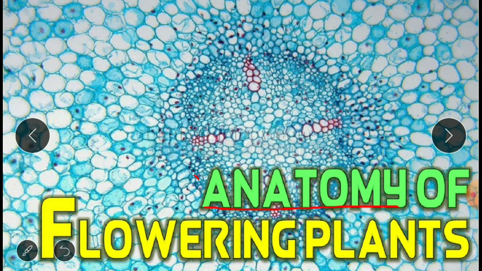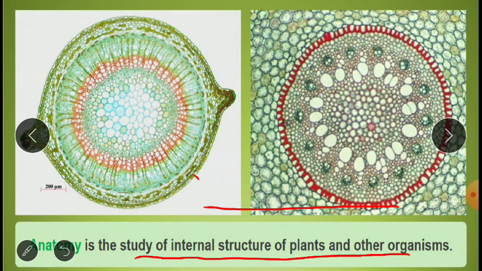In this lesson, of course, we are not studying the human being's anatomy, but here we are studying the anatomy of the flowering plants, that is your angiosperms. We will see in the angiosperms the different types of cells, how the tissues are organized, how the tissue systems are organized in the case of the flowering plants. So to start with, let us first see the definition of anatomy.